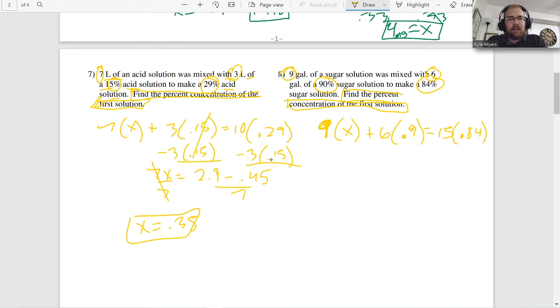All right, so let's figure this out. I'll go ahead and multiply these out one by one, in case number 7 kind of threw you for a loop. So this is 12.6. You're going to solve this number 7 exactly like number 8.